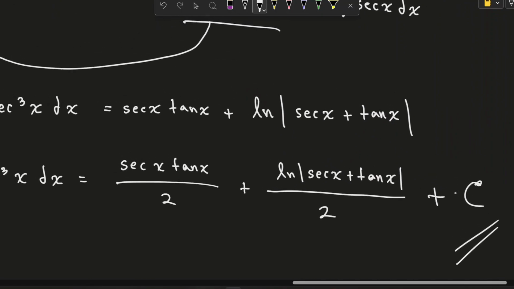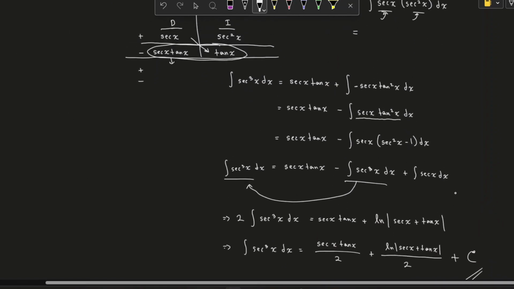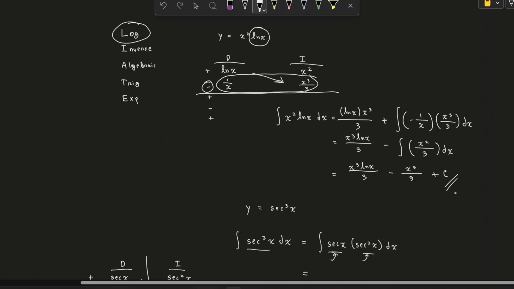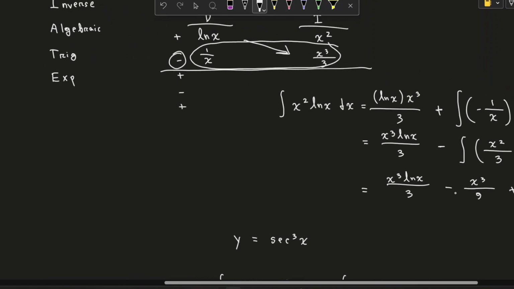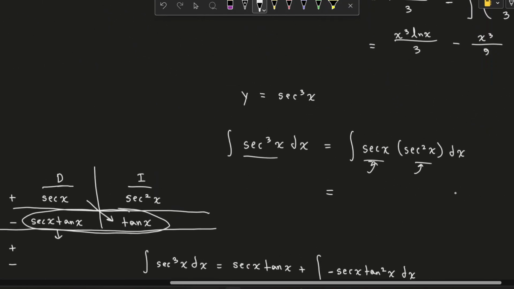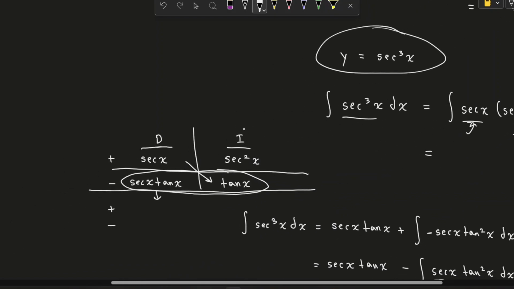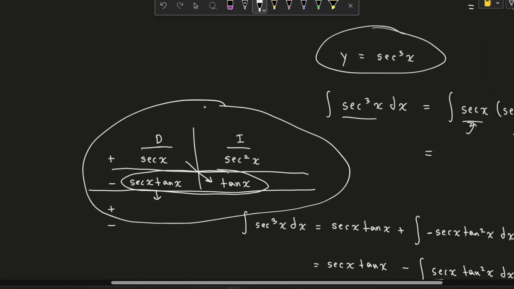So I hope the DI method is clear to you all now. Usually we use the LIATE method, but when it comes to functions like this, we have to use this method. So it's not a different method, it's actually the steps of this method: you have to identify the function to integrate first, and then pick the second function to differentiate.